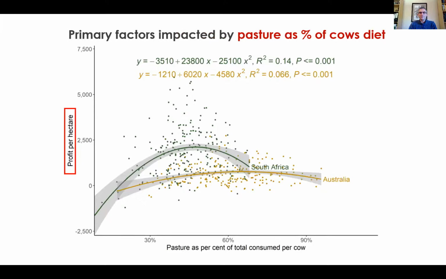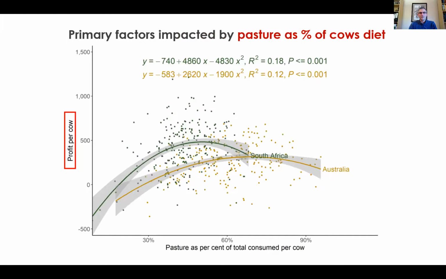This graph outlines the impact of diet pasture percent on profit per hectare. The trends are similar as those for return on capital, although when placed on the same graph, the Australian curve appears comparatively flat. This graph outlines the impact of diet pasture percent on profit per cow. The two trends are similar and even stronger than with return on capital.